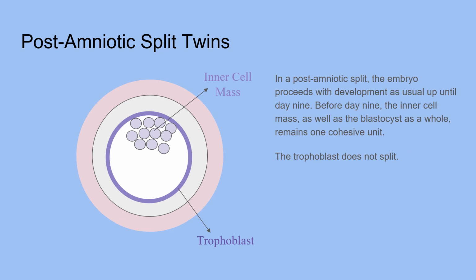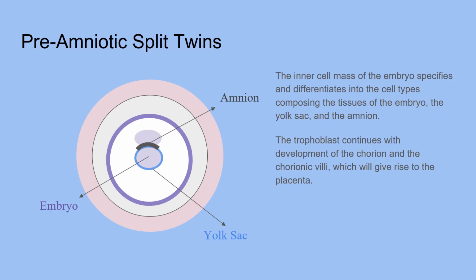Here there is a single blastocyst and the inner cell mass that remains a cohesive unit, and the trophoblast does not split. So the inner cell mass of the embryo specifies and differentiates into the tissues of the embryo, yolk sac, and amnion, and the trophoblast continues with the development of the chorion and gives rise to the chorionic villi. Again, this forms the placenta.